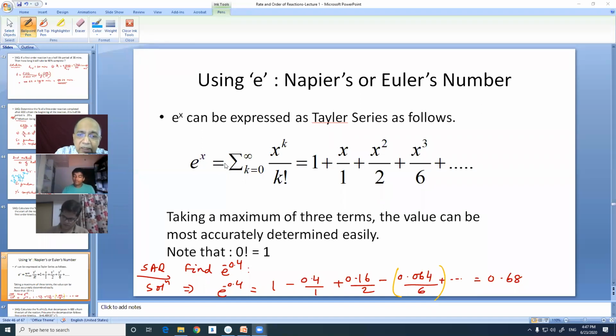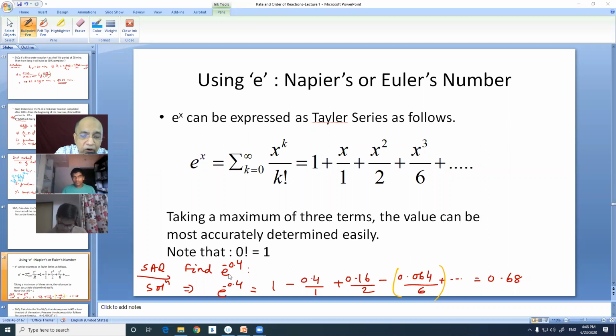And the second term, when k is equal to 1, is x to the power 1 by factorial 1, which is 1, so just x. Then it will be plus x squared by factorial 2, which is 2, and x cubed by factorial 3, which is 3 into 2, 6, and so on. Maximum these three terms will be enough to give you a very close answer. So taking a maximum of 3 terms, the value can be most accurately determined easily. Note that factorial 0 is equal to 1.